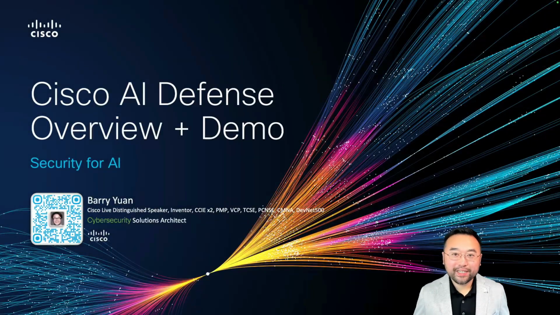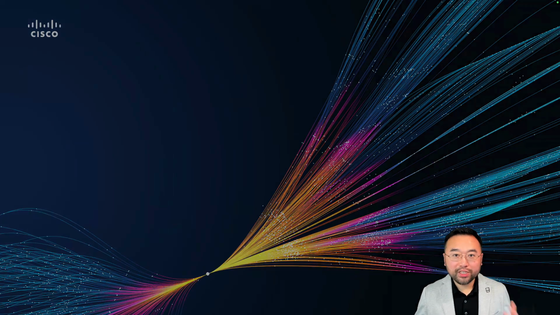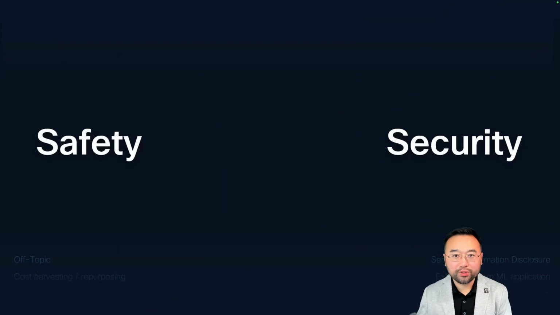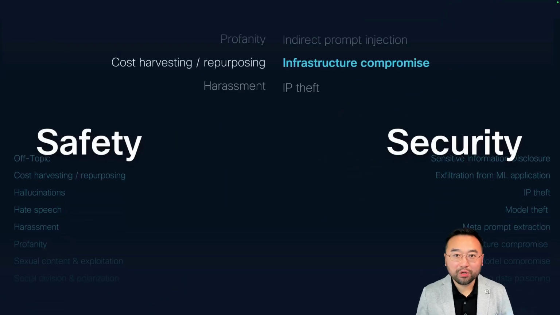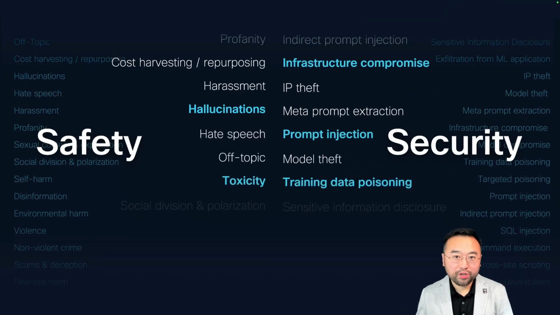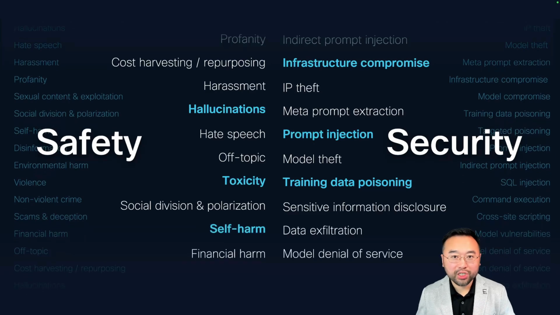Hi, this is Barry. Today I'd like to introduce and demo Cisco's AI Defense, a purpose-built security solution for AI. Why do we need it? Because today we're not just dealing with a traditional set of security risks anymore. There's of course still infrastructure compromise, but there's also prompt injection, data poisoning, data exfiltration, and we're also dealing with a whole new set of risks involving safety.